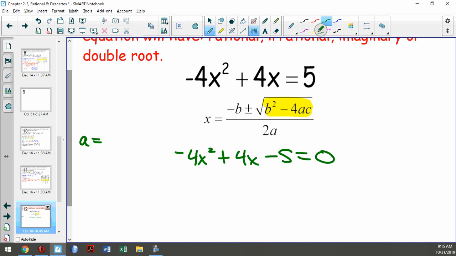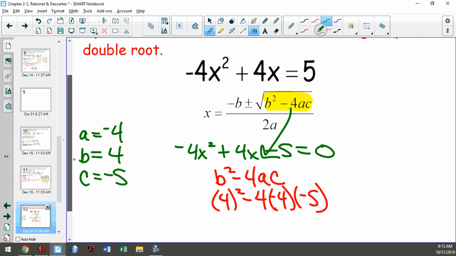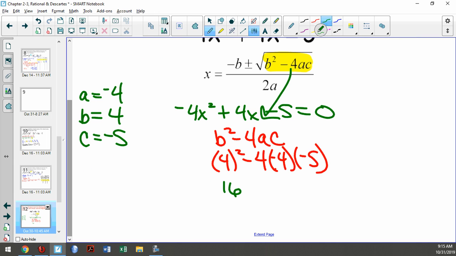If I were to use the quadratic formula, what would a be in this problem? A is going to be what's attached to the x squared term. What is b? Positive 4 is what is attached to the x term. And what is c? It is your constant, which is negative 5. And what we're going to simply do is b squared minus 4ac. So that's b squared, which is 4 squared, minus 4 times a, which is negative 4, times c, which is negative 5. 4 squared is 16. How many negatives do you see there?